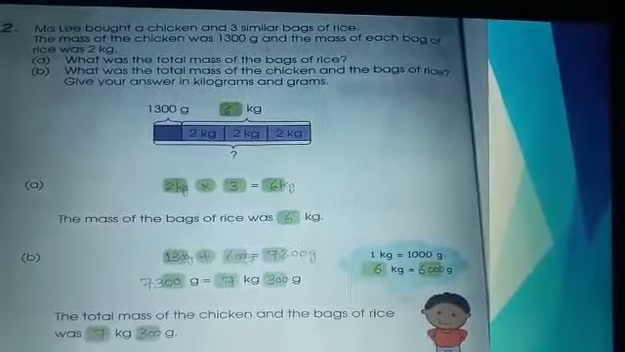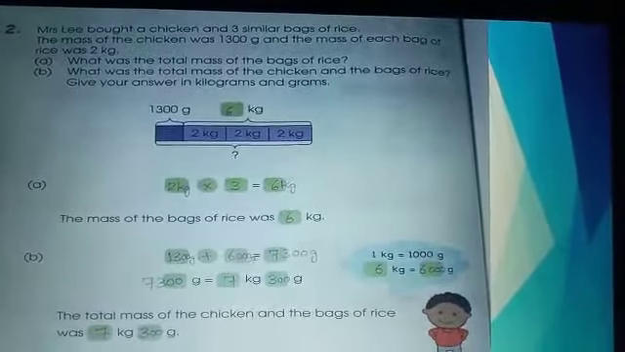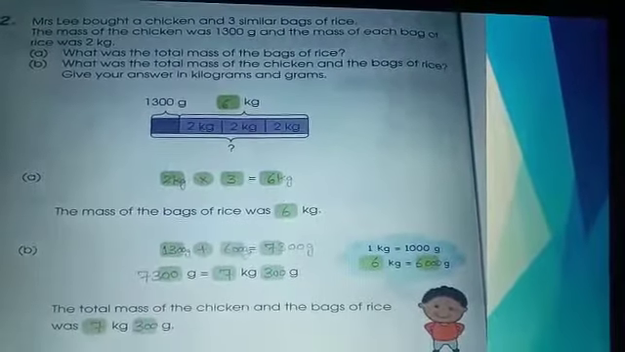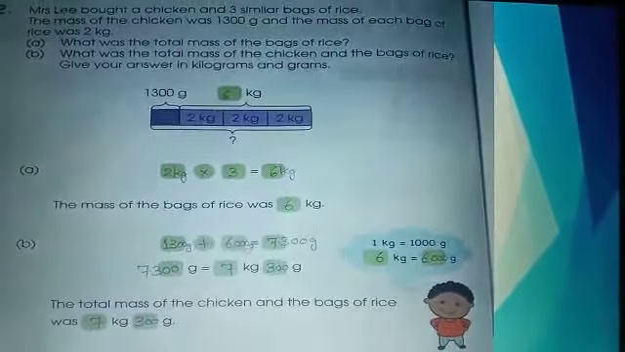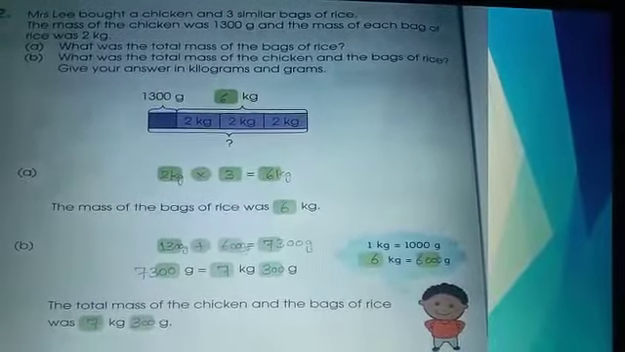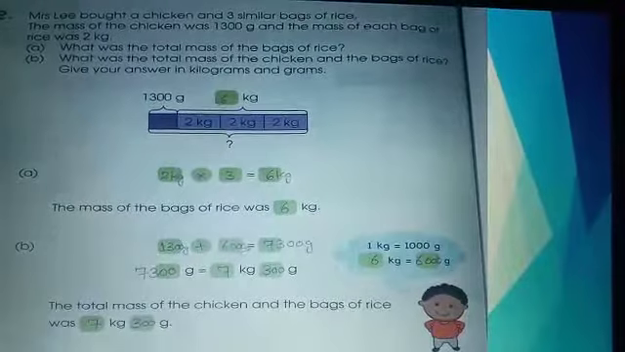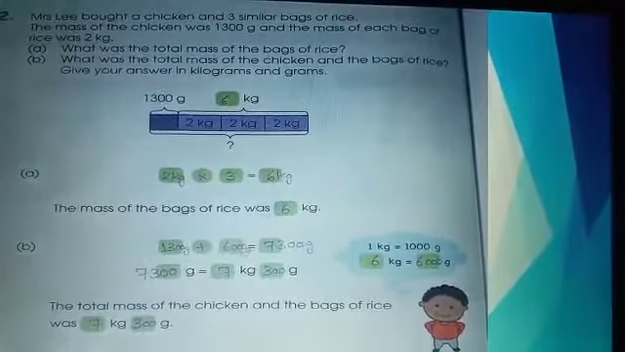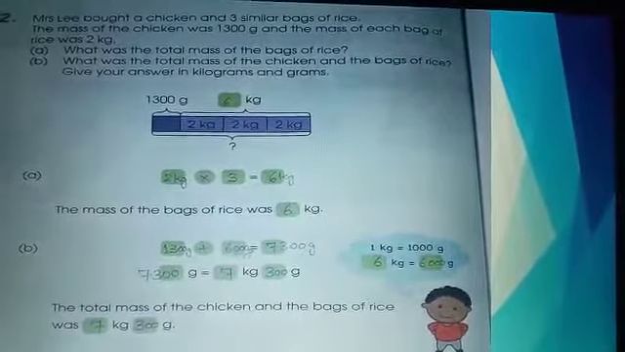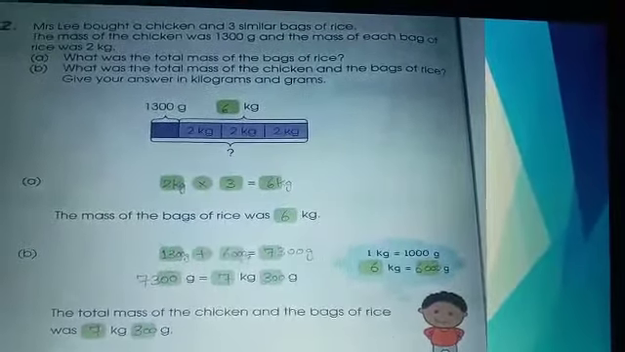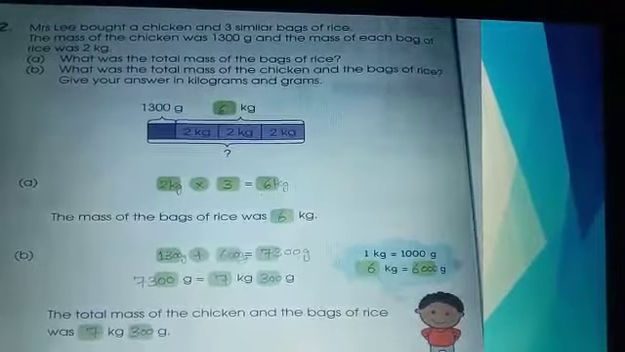So first of all, solve the first part A. We have to find the total mass of the bags of rice. The mass of one bag is 2 kg and we have 3 bags. So we multiply 2 kg 3 times. 2 kg multiplied by 3 equals 6 kg. The mass of the bags of the rice was 6 kg.